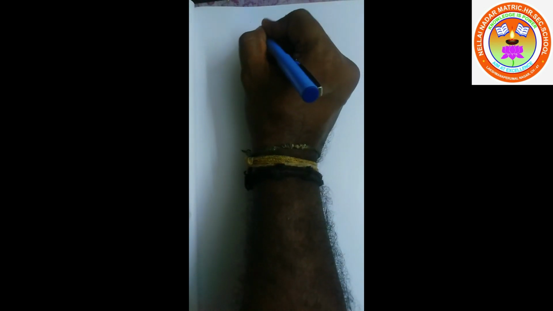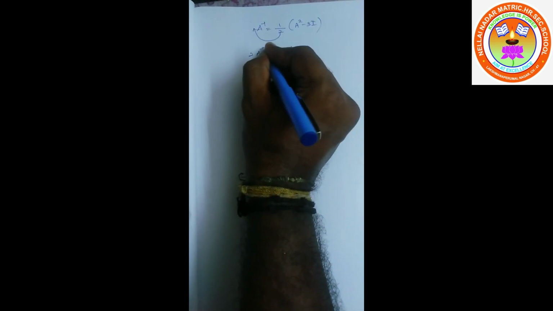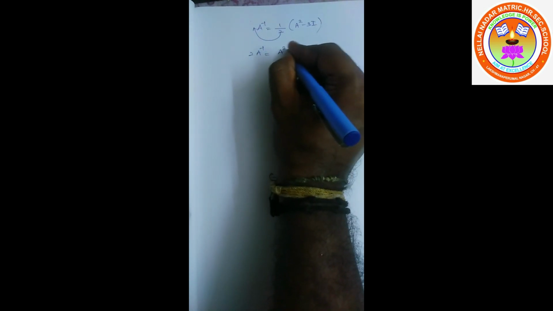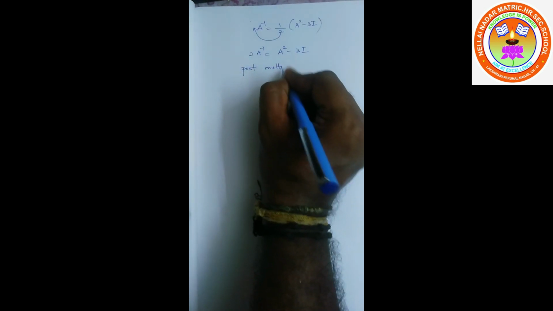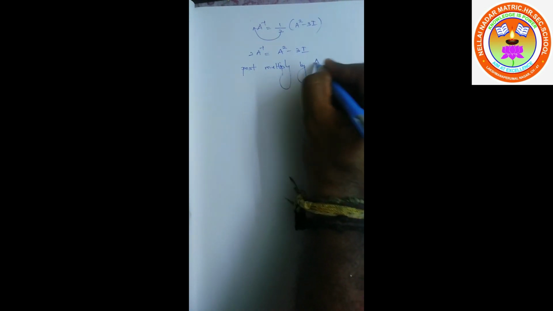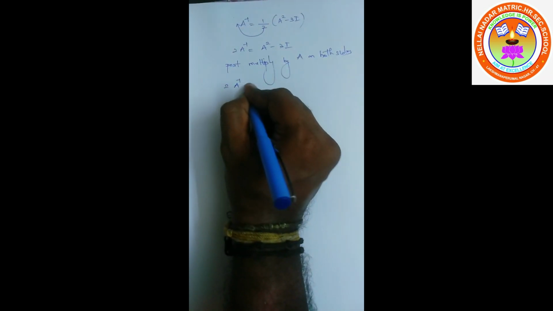This same sum can be done in another method also. That method is: they given A inverse is equal to 1 by 2 into A square minus 3I. Let 2 move this side. 2 into A inverse is equal to A square minus 3I. Post multiply A on both sides or pre-multiply, whatever, no problem. Post or pre. So I will do post multiply by A on both sides.